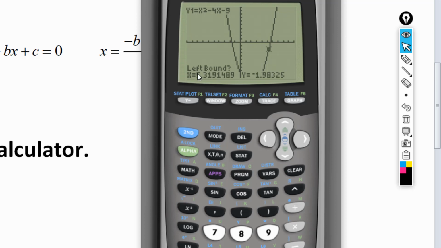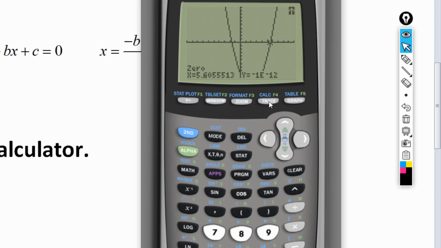You can see at the bottom there, the left bottom is asking for a left bound. So we're going to access the zero or solution on the right side. So hit enter there. Now it wants a right bound. So go forward till it passes that point there, and then hit the enter key again. Now it wants a guess. You can ignore that. And there it is. That's your solution.